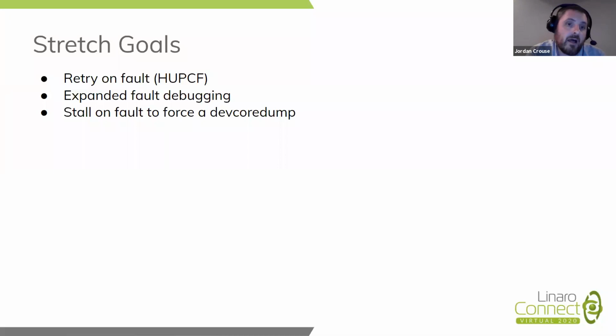This whole interface will also provide us an opportunity to do expanded fault debugging. On a fault, maybe you want to say where it happened, what was active at the time, or which client, something a little bit more than there was a page fault at this address, and then you have to assume. There's also a desire to be able to stall the GPU on a fault, basically stop the GPU in its tracks when a page fault occurs, which would force a devcoredump, allowing us to analyze the situation and determine where the page fault happened. So these are stretch goals.